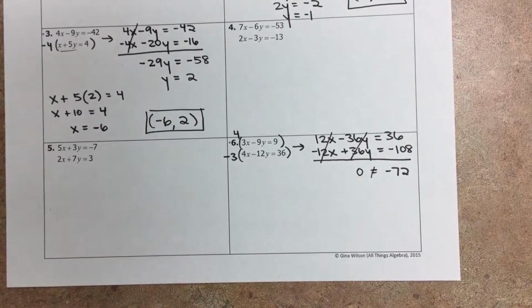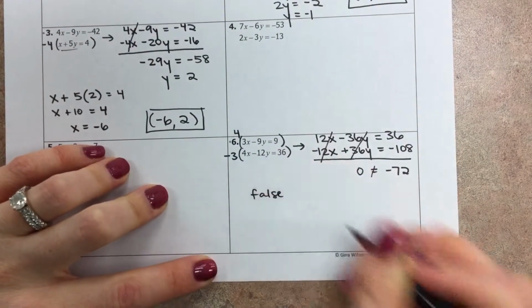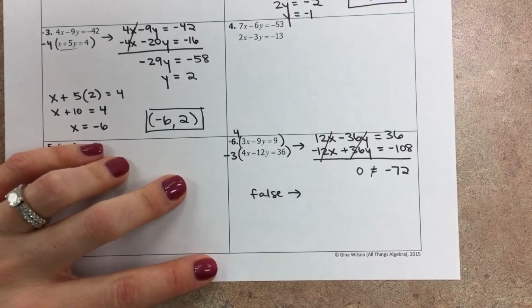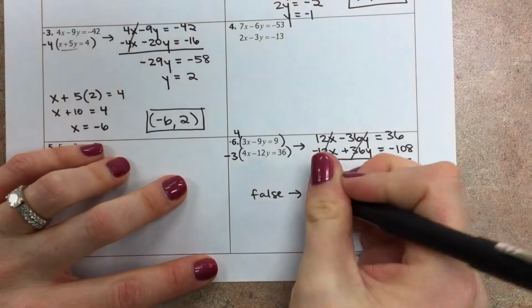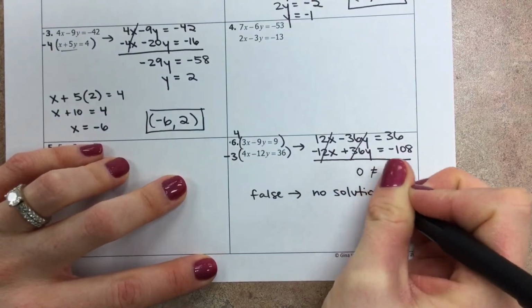So sometimes all of your variables cancel, and one of two things will happen. This is a false statement, obviously, right? So this, 0 is not equal to negative 72. So when all of your variables cancel and what you end up with is a false statement, the conclusion that you would make for your final answer is that there is no solution.